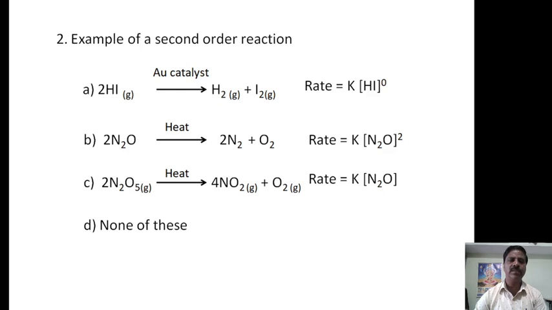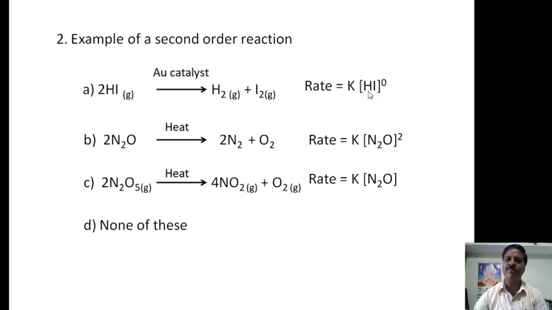Now the answer to this question is option B, because two molecules of nitrous oxide undergo heating to form 2 molecules of nitrogen gas and 1 molecule of oxygen gas. But you have to observe the experimental rate equation. It is very important. We are not considering the reactions themselves. For determining the order of a reaction, the experimental rate equation is very, very important. Otherwise, you are unable to find the order of the reaction.